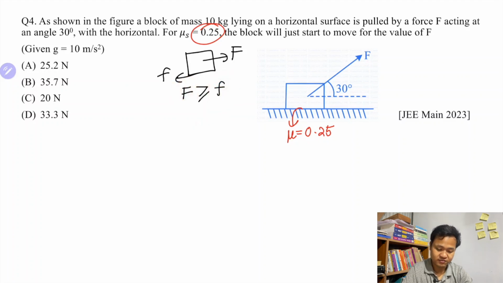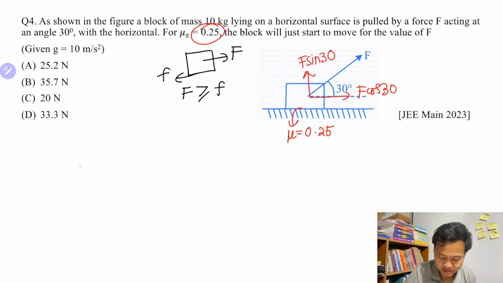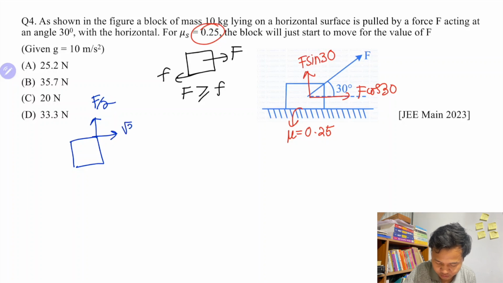So let's find out the friction force. You can split this force into F cos 30 and F sin 30. Along the vertical, I have F sin 30, which is F by 2. Cos 30 is root 3 by 2, so the horizontal component is root 3 into F by 2. The weight is 100 newton. Then there is the normal force.